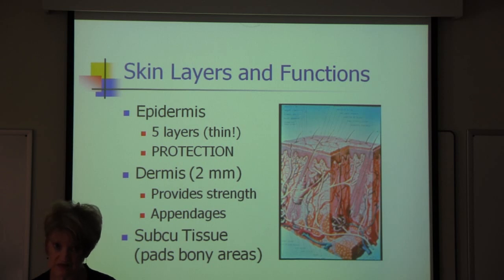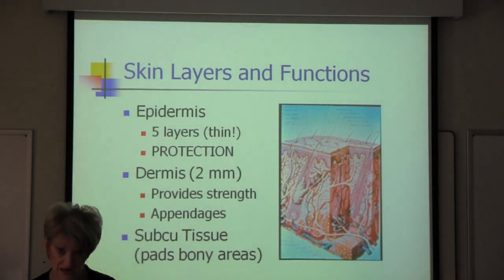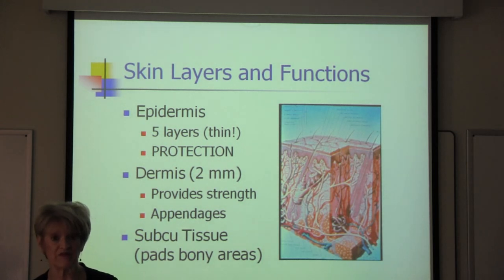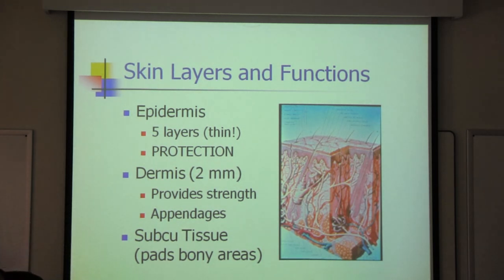But the next element is very important, and that is the subcutaneous tissue of the foot. The subcutaneous tissue is not part of the skin. It's sometimes called the hypodermis because it actually lies underneath the skin layers. But it's critical because it provides padding and protection against friction and shear.